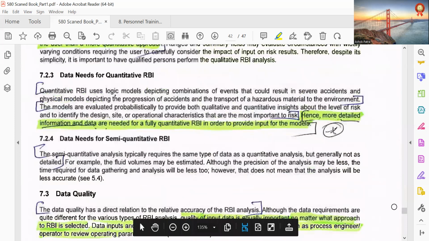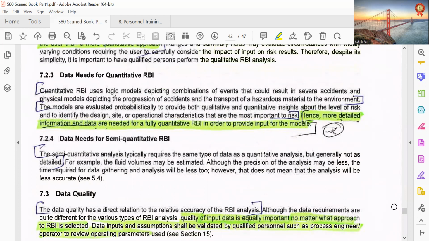Data needs for quantitative RBI. Quantitative RBI uses logic models depicting combinations of events that could result in service accidents and physical models depicting the progression of accidents and transportation of hazardous material to the environment. The models are evaluated probabilistically to provide both qualitative and quantitative insight about the level of risk and identify design, site, or operational characteristics that are the most important to risk. Hence, more detailed information and data are needed for a fully quantitative RBI in order to provide input for the models.